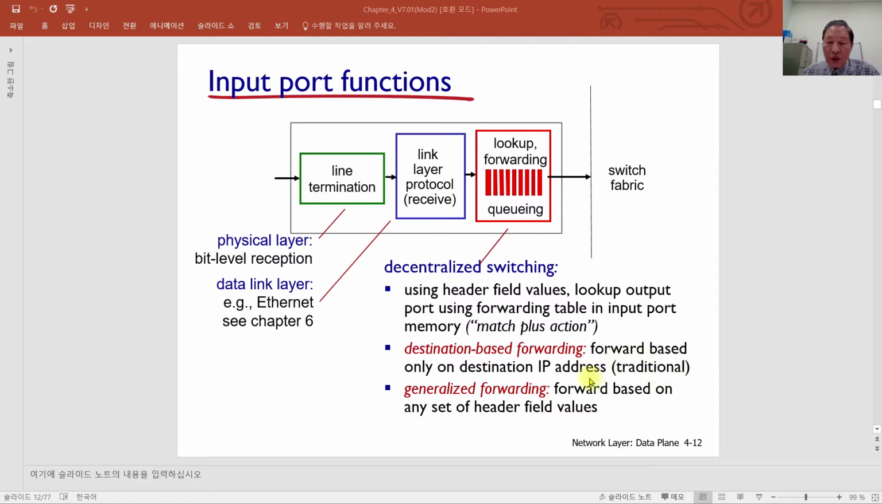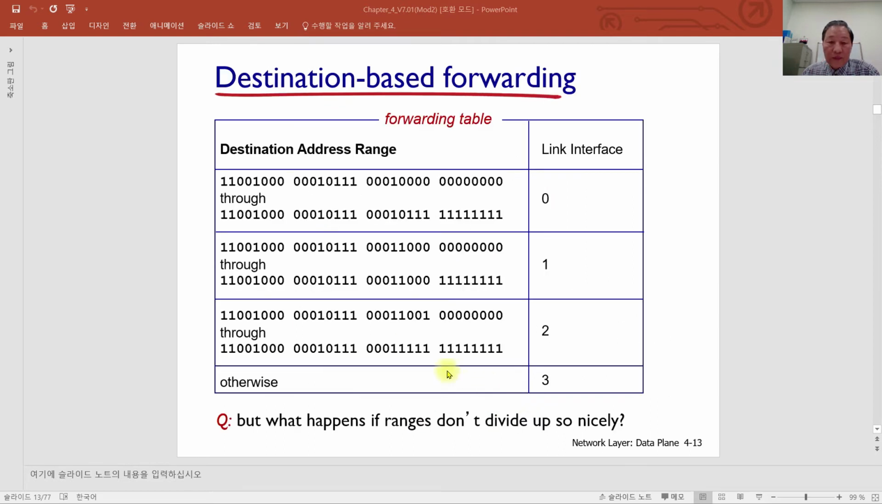Now we are learning a new scheme, that is software-defined networking, in other words, generalized forwarding. Forward to a port based on any set of header field values. We will learn about this any set later. This one is destination-based forwarding, the traditional router. Most of our routers work in this way, even in our university.